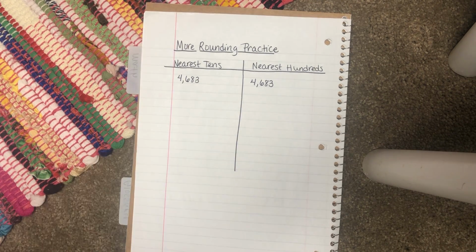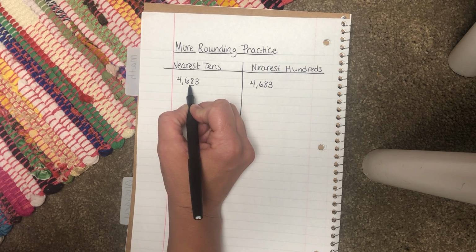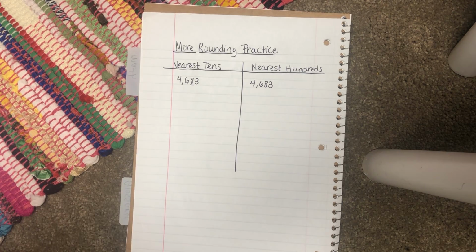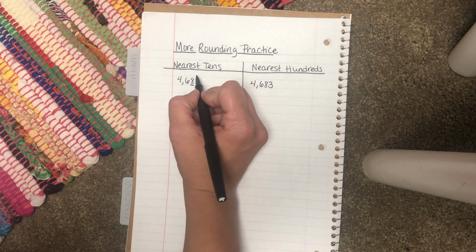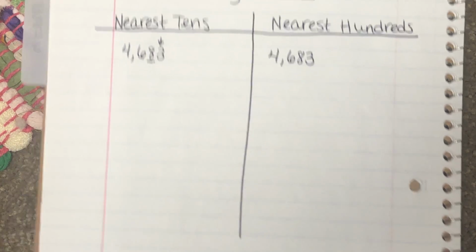So if I look at this number, 4,683, I need to round it to the nearest tens. What I'm going to do is underline the place value that I need to round to, and I'm going to put an arrow over the digit to the right. Let me zoom this in. Here we go.